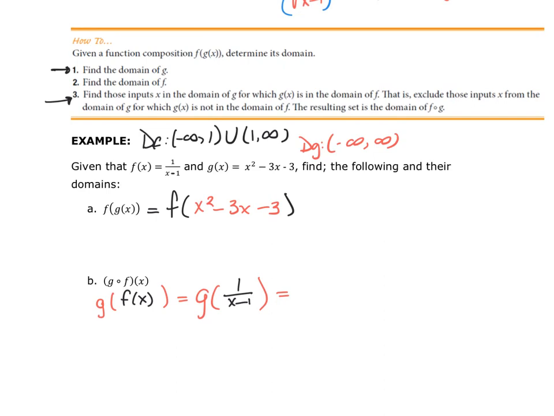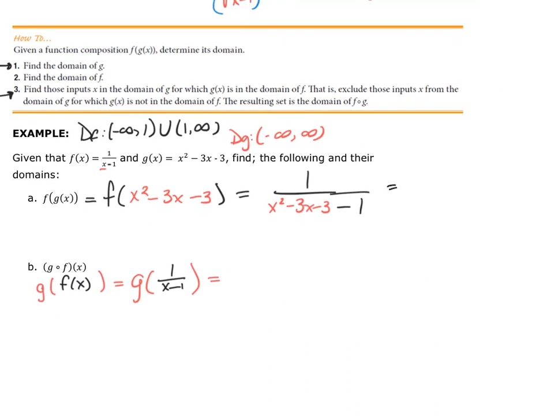So for the first one, wherever I see x here, I am putting in x squared minus 3x minus 3. So this is going to be equal to 1 over x squared minus 3x minus 3, and then minus that 1, because that 1 is still there. And so this ends up becoming 1 over x squared minus 3x minus 4.